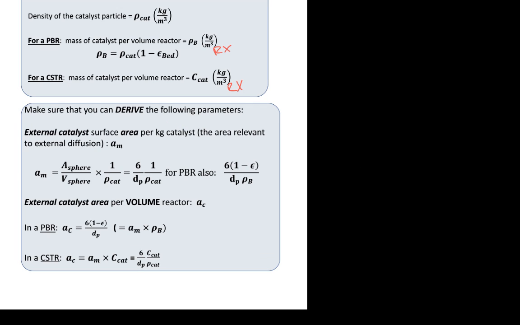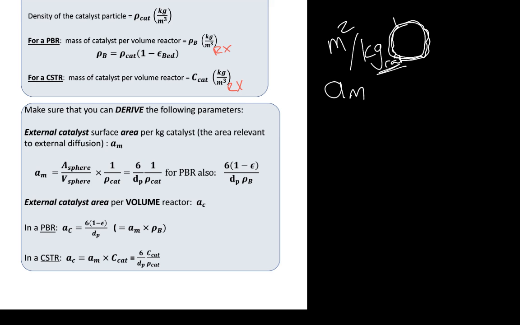The first parameter we are interested in defining is the one for which we use the symbol a_m. So a, small a, just make a note for yourself, always refers to the external surface area, and the m here says we must calculate the amount of external catalyst surface area that's available per kilogram of catalyst that we have in our reactor, either in a packed bed reactor or in a CSTR.